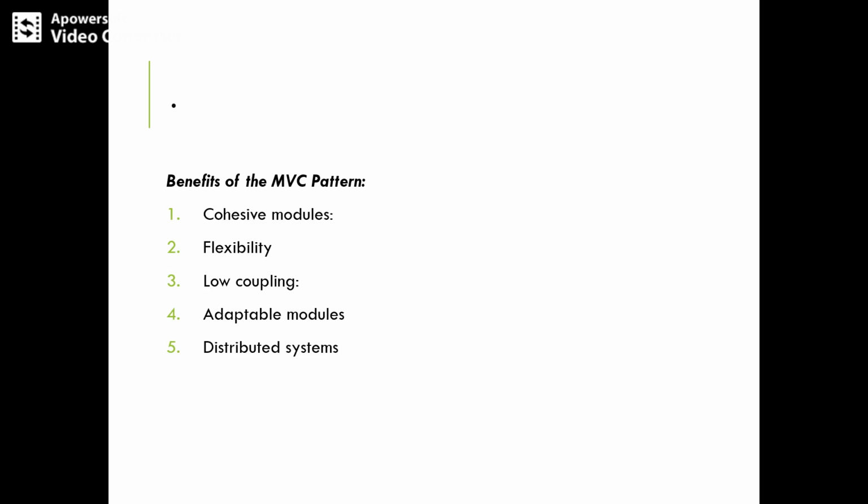Now we will discuss the benefits of the model view controller MVC pattern. There are 5 major benefits of MVC architecture that we have listed here. The first one is cohesive modules. The second is flexibility, and the third is low coupling. The fourth is adaptable modules. The fifth is distributed system.